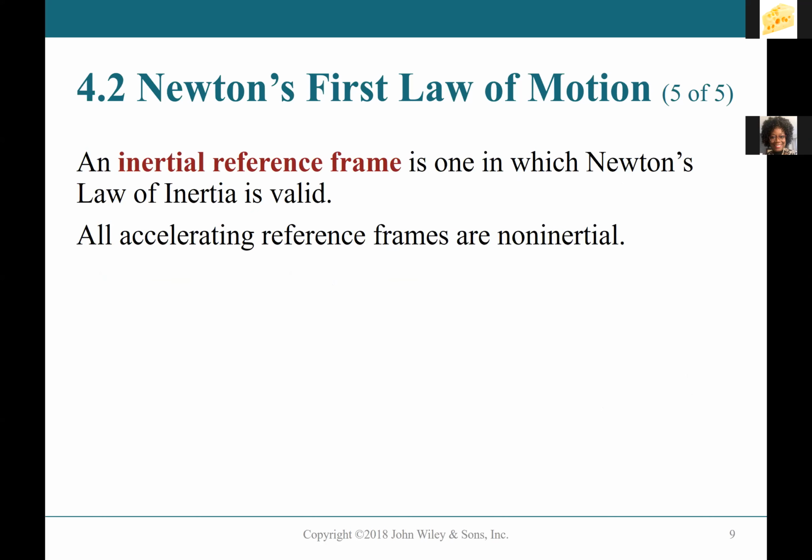Now, this simply means that the laws that Newton has written for us to follow, these 3 laws, are only valid in an inertial reference frame. And all accelerating reference frames are non-inertial. So in our system of discussion here, here on the Earth, all of these laws are valid.